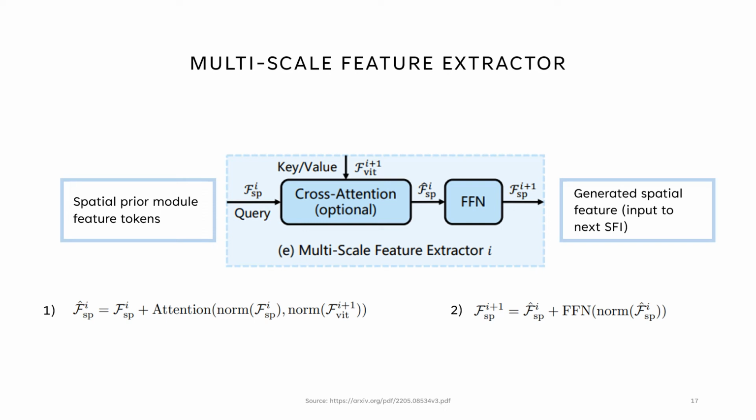Then another block of encoder layers and feature interactions is computed. Equation 1 shows that both the spatial priors and the output of the ViT encoder layers are normalized and attention is applied. This is then summed with the previous spatial features and then fed into the feed-forward network depicted in equation 2.